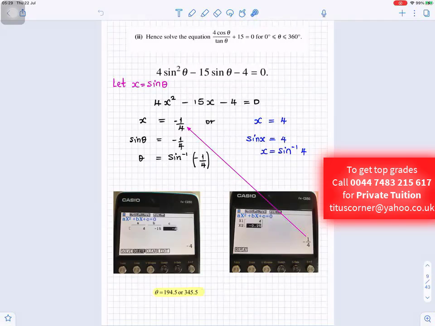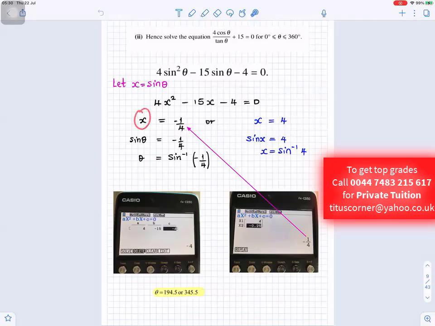Part 2. Hence, solve the equation 4 cos theta over tan theta plus 15 equals 0 for 0 degrees less than or equal to theta less than or equal to 360 degrees. So we want to solve this quadratic. We can say let x be sine theta. So this will be 4x squared minus 15x minus 4 equal to 0. Solve that quadratic in your calculator. Put a is 4, b is minus 15, c is minus 4. And you get answers of x is minus 1 over 4, or x equals 4.